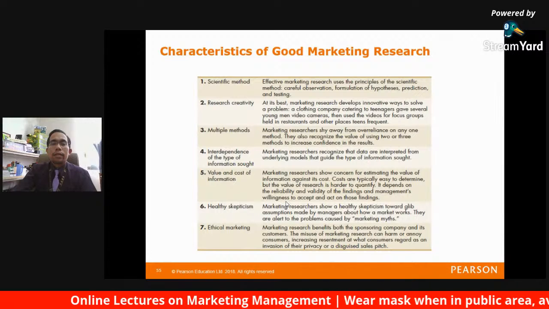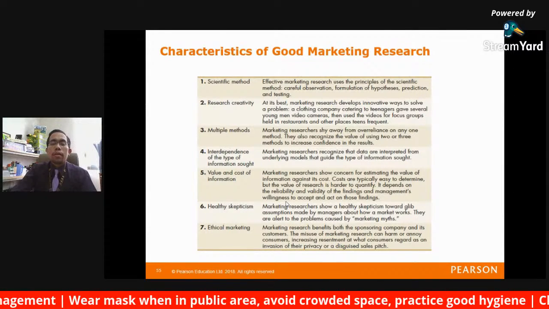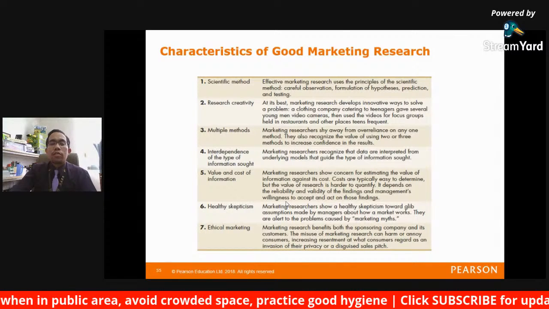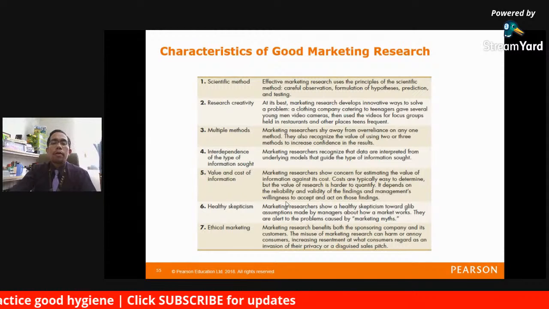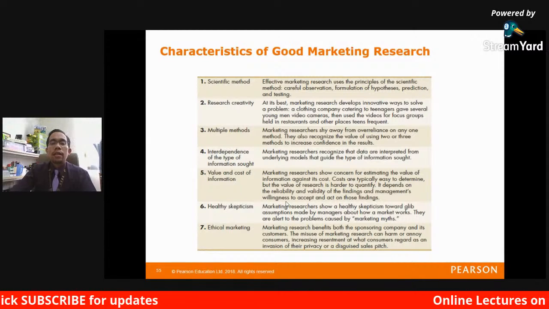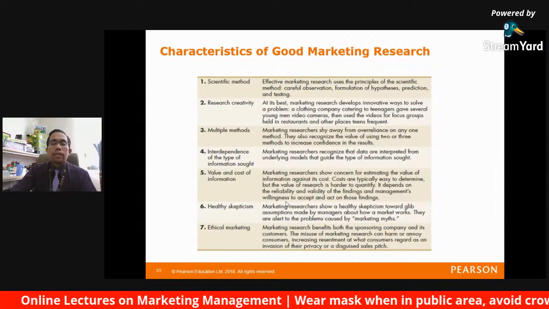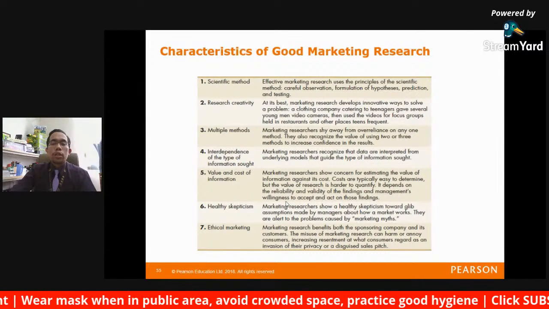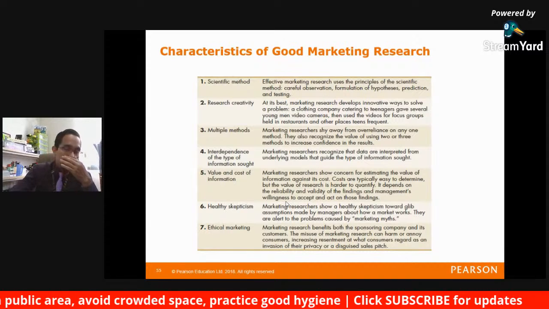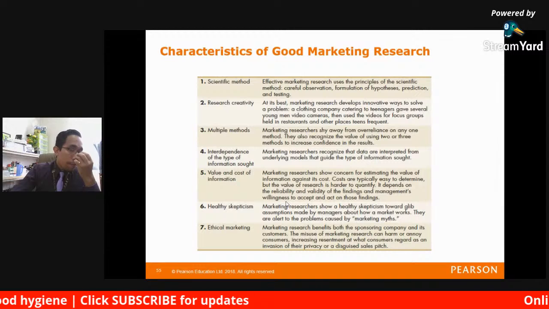Okay, characteristics of good research. Okay, scientific method. Effective marketing research uses the principles of the scientific method: careful observation, formulation of hypothesis, prediction, and testing. Creativity: develop innovative ways to solve a problem. Okay, multiple methods: shy away from over-reliance on any one method. They also recognize the value of using 2 or 3 methods to increase confidence in the result. Okay, we don't have to rely on one method only.